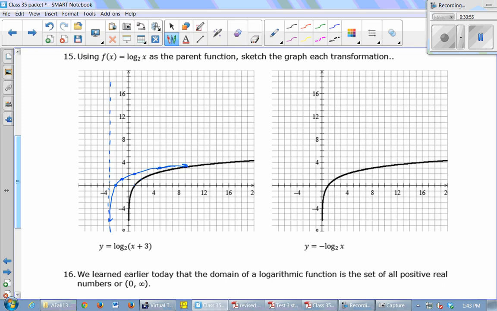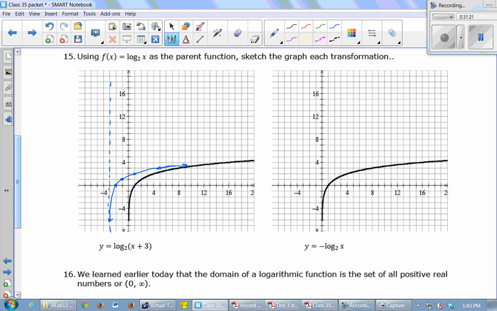All right, what if I want to sketch the graph of negative log base 2 of x? What kind of transformation is that? A flip over which axis? The x-axis, yeah. This is an outside change, right? I'm changing the y value, which means all my y values are going to be opposite, so it's going to flip over the x-axis. So my asymptote stays right where it is.